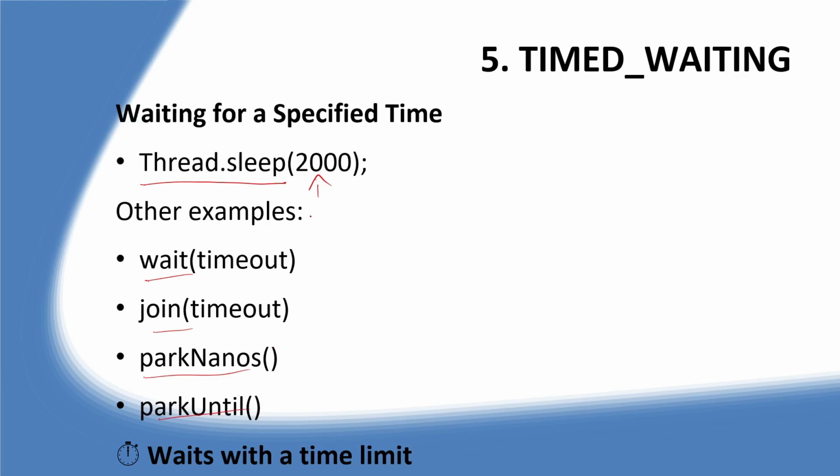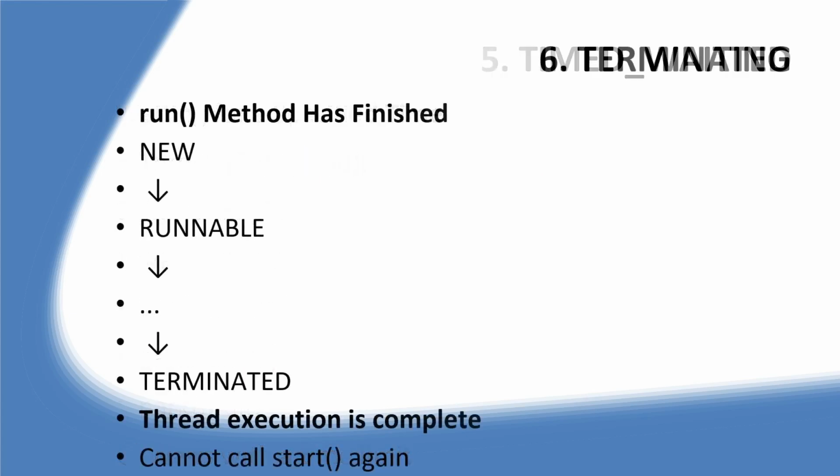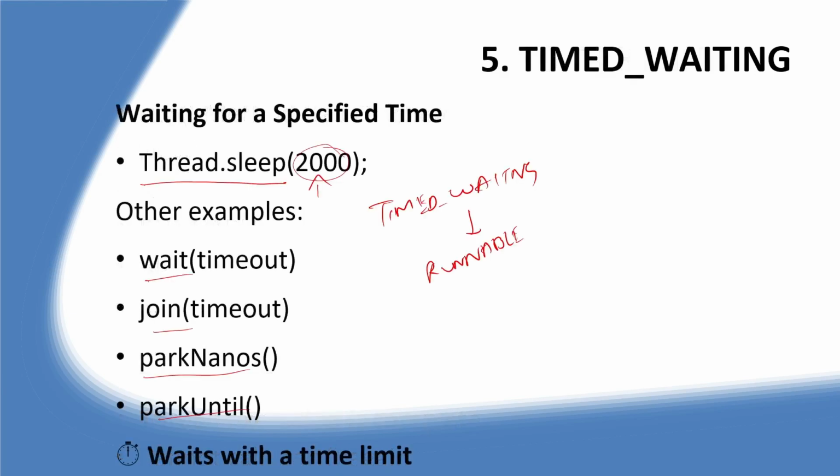Once the waiting condition ends or the specified time expires, the thread goes from timed waiting back to the runnable state. So the easiest way to remember it is that waiting has no specified timeout, but timed waiting has a time limit.